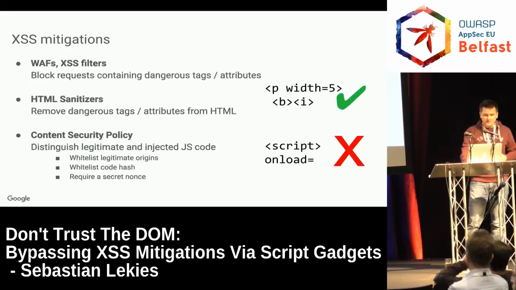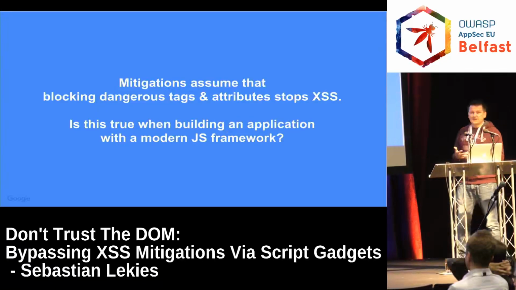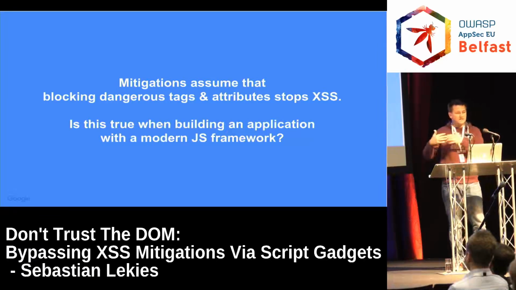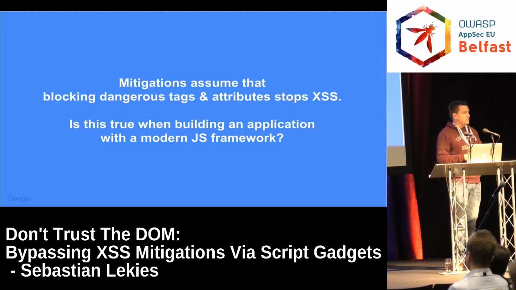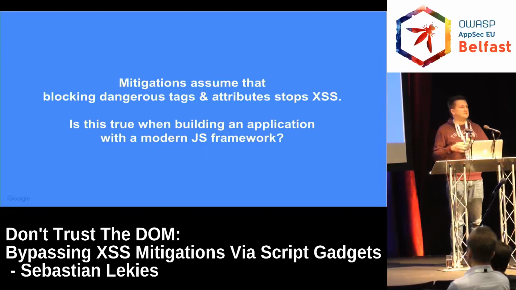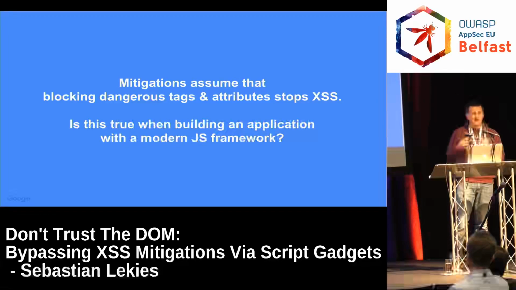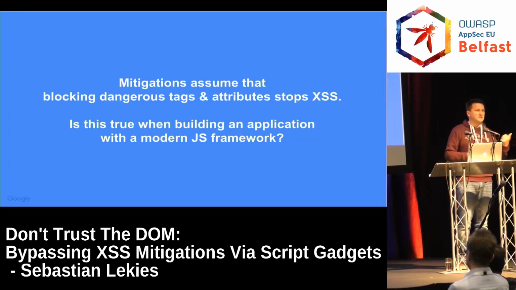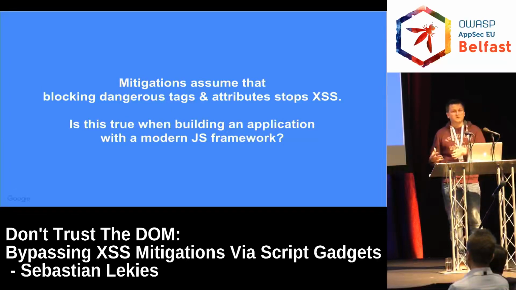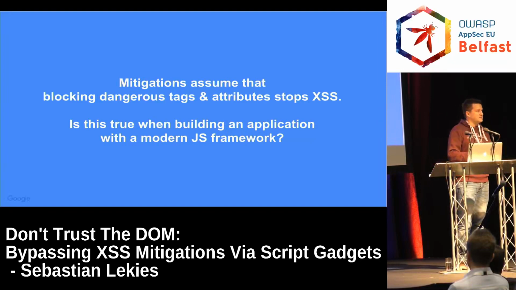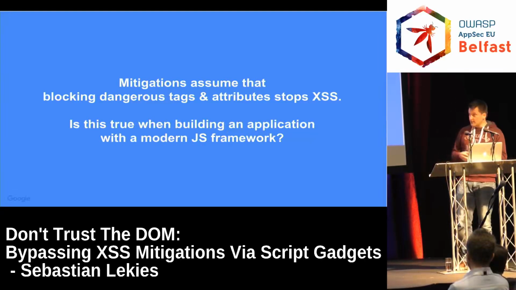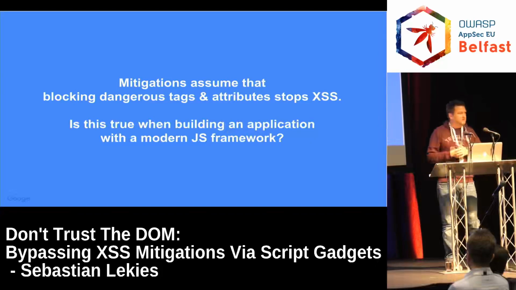So really, the main assumption of XSS mitigations is that you can stop XSS attacks by blocking dangerous tags and dangerous attributes. And what we asked ourselves in this research is: is this main assumption of XSS mitigations really true when building a modern application? Not like the classical reflected XSS that we've seen 10 years ago, but really a modern application that makes heavy use of JavaScript libraries and has all the modern stuff that you want to have in an application. And well, the short answer is no, this assumption is not true.